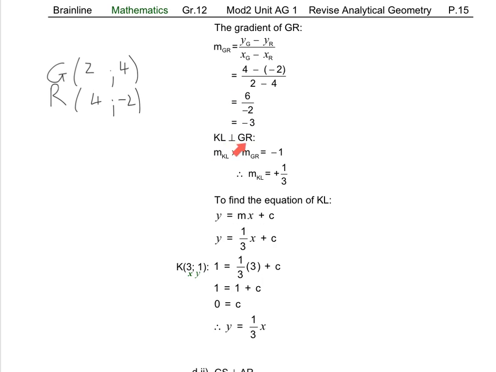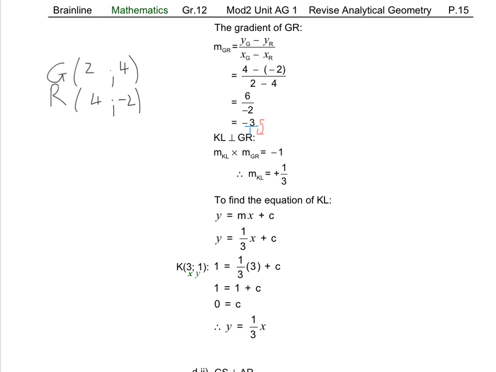Then for a perpendicular line, we know that when we multiply the gradients, it must equal minus 1. So therefore, we will change the sign from a minus to a plus, and we will take the inverse of 3. In other words, we toss the fraction: if we have 3 over 1, it now becomes 1 over 3.